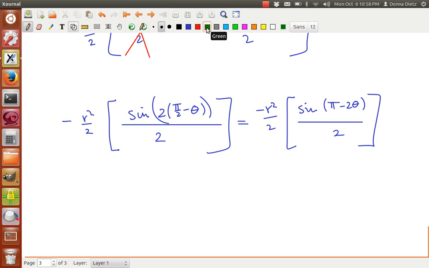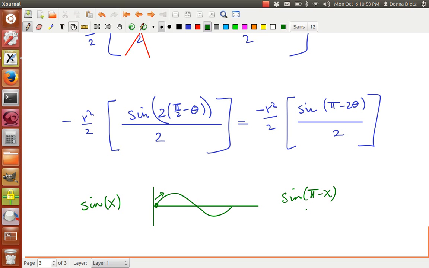So let me ask you a question. Sine of x looks like this. This is one period of sine of x. Start at 0 and you work your way up. What does sine of pi minus x look like? Well, sine of pi minus x also starts at 0 and works its way up. The period is the same because there's no multiplier in front of that x there. So the speed of this thing is the same. It's just going in the opposite direction, and you're starting at pi. So it has to actually be the same as sine of x.